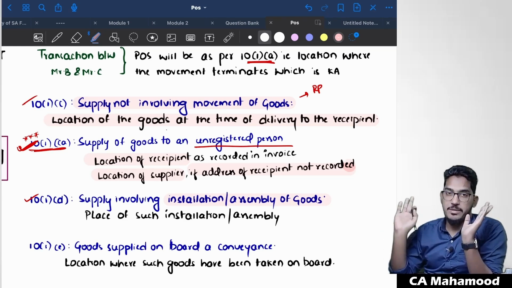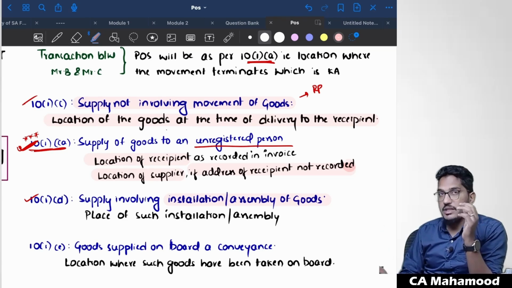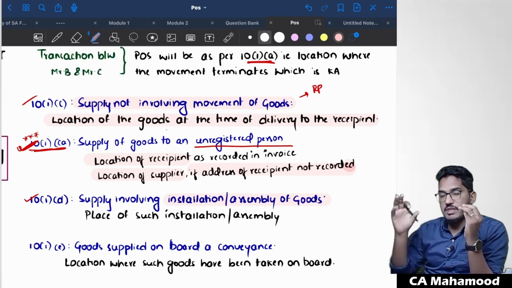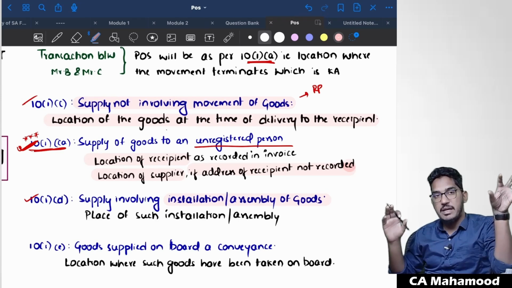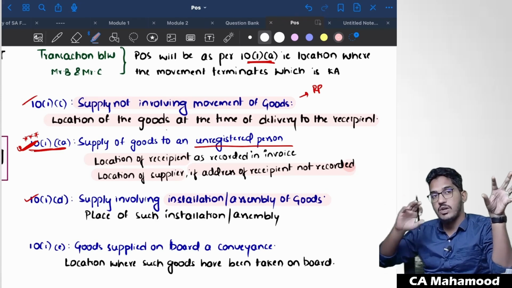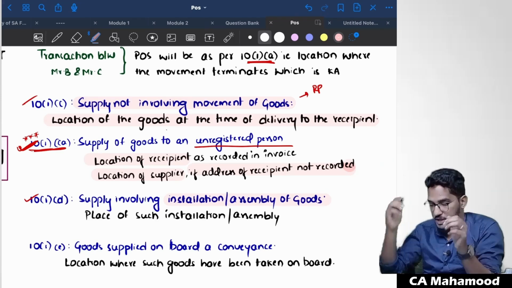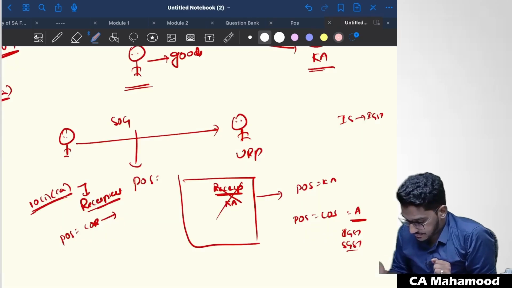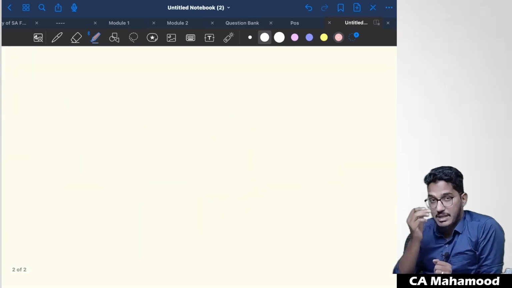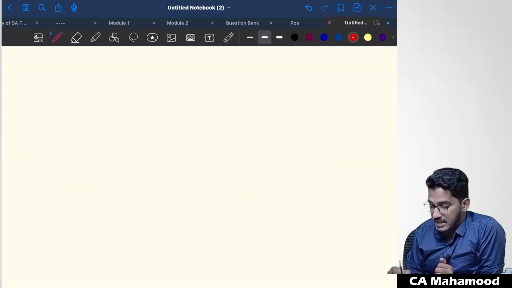See, this point is particularly important in case of plant and machinery. Sometimes what will happen is, for example, a person from one state goes to another state and buys plant and machinery, but that plant and machinery is required to be installed at some other location. Take for example, if I give you one scenario, whatever examples I am giving, those have high chances of getting tested in the examination.